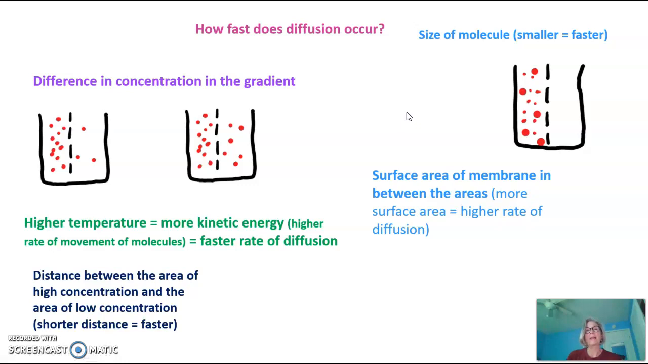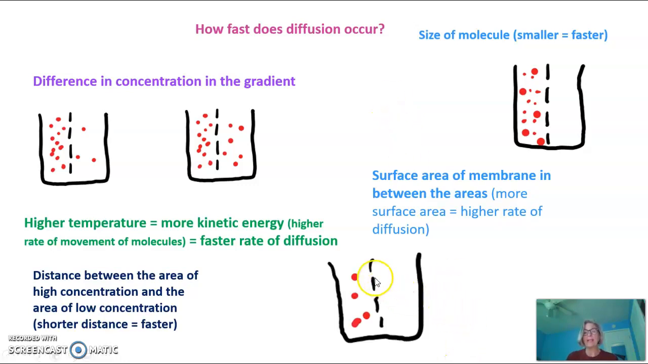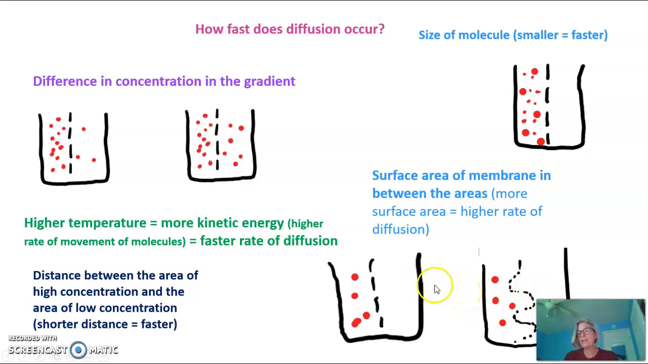The last thing that impacts the rate of diffusion is the surface area of the membrane in between the high and the low concentration. The more surface area, the higher rate of diffusion. Let's look at this. These red dots are able to get from the high concentration to the low concentration by going through the membrane. And if there's more membrane, there's more places to get through. You can think of it as more doorways. So the more membrane there is, the more doorways there are, so the faster the dots can get from the high concentration to the low.